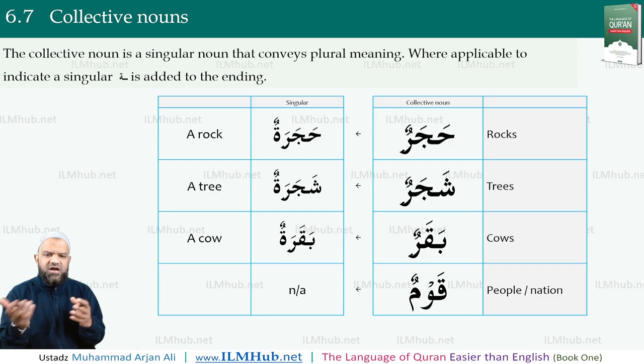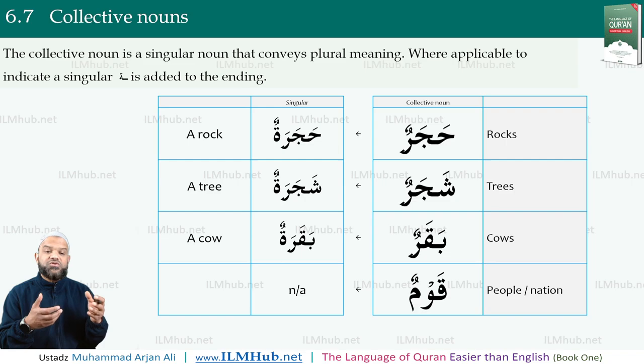An army is marching. We don't say "an army, armies are marching." So you can have more than one army and it will become plurals. But army itself is made of lots of soldiers. It's a collective plural. Same thing here we have in Arabic. Hajarun is rocks. Collective plural.